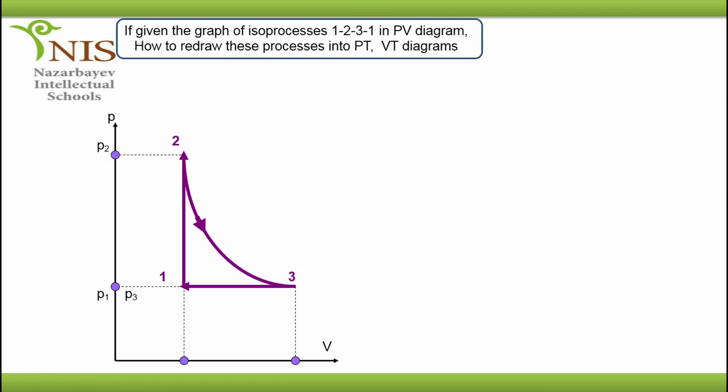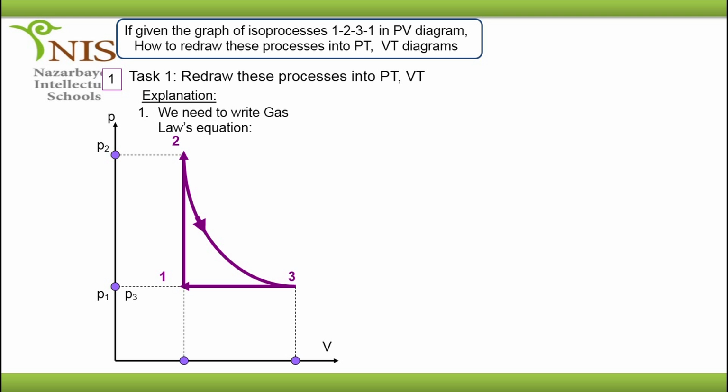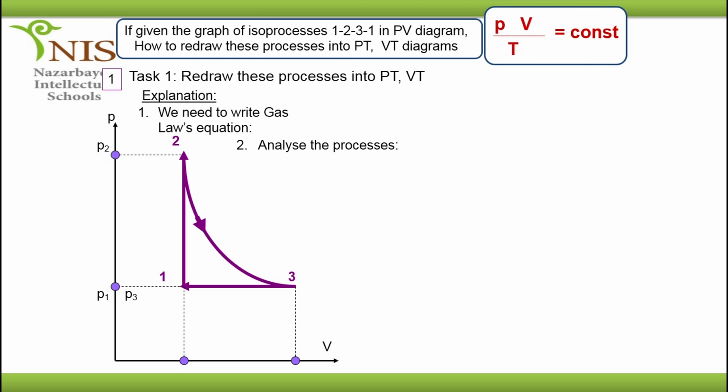Let's analyze the PV diagram. Given the graph of isoprocesses 1-2, 2-3, 3-1, a closed cycle, how do we redraw these processes into PT and VT diagrams? So our first task is to redraw these processes into PT and VT diagrams. First of all, we need to write the gas law equation: PV over T is constant. Now we need to analyze the processes.